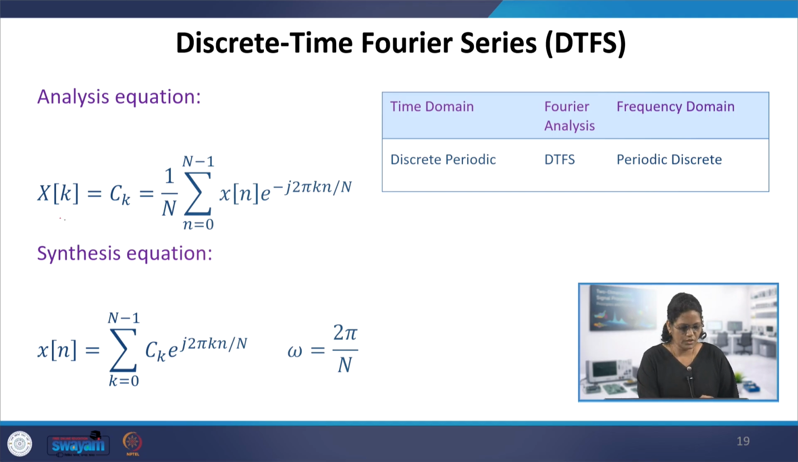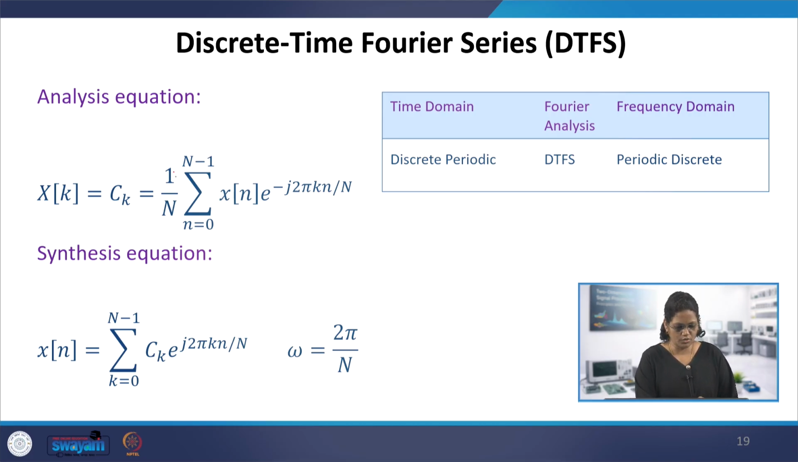So the coefficients x of k are ck, both the ways different notations can be used. So equal to 1 by n, sum over n equal to 0 to n minus 1, x of n e power minus j 2 pi k n by n. So this factor is introduced in the DTFS. This factor can be here as well, so any one of these would be applicable, that's fine.